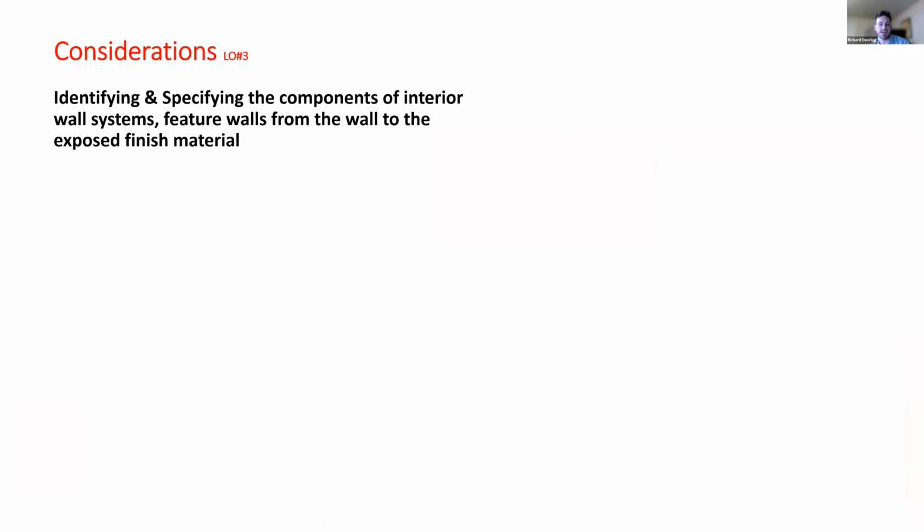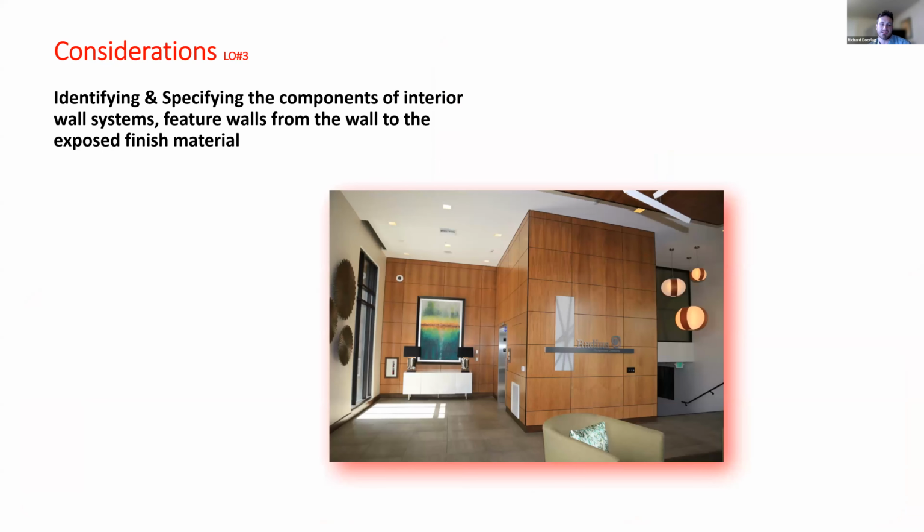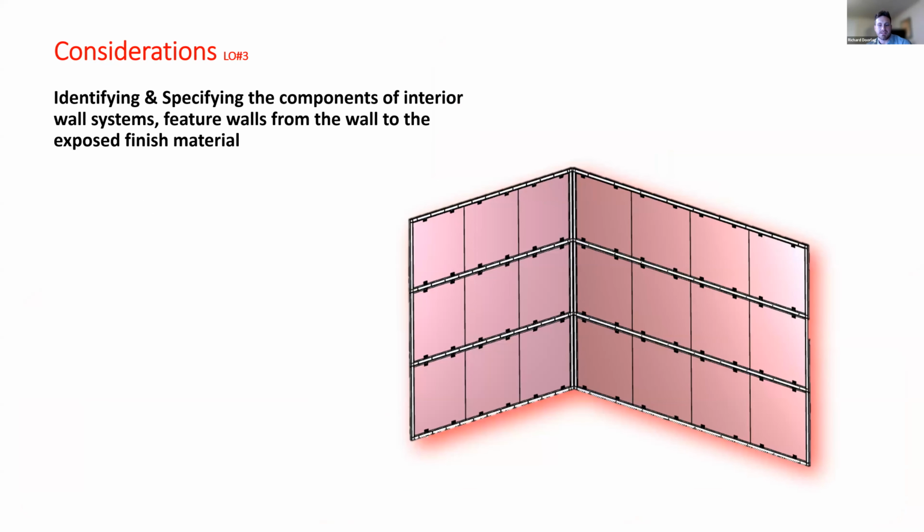It's important to understand the finished materials and the required framing components. Here we see a feature wall in an office setting. But as you can see, there's much more to the system. You can see the full framing system that is behind the finished product.